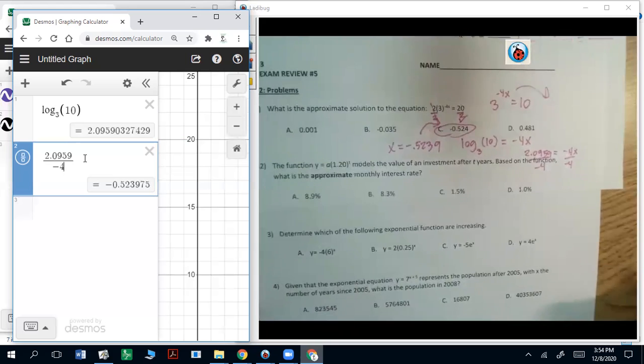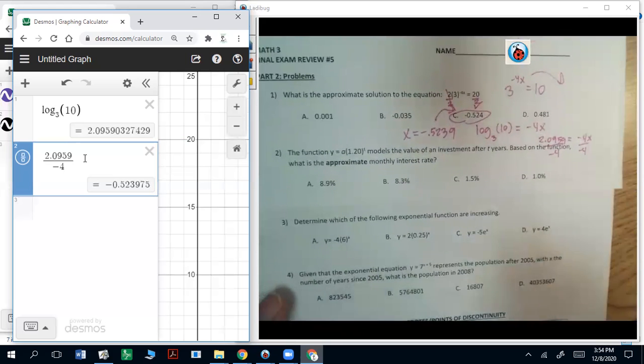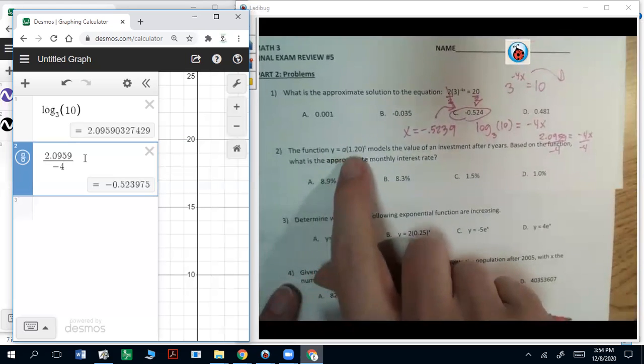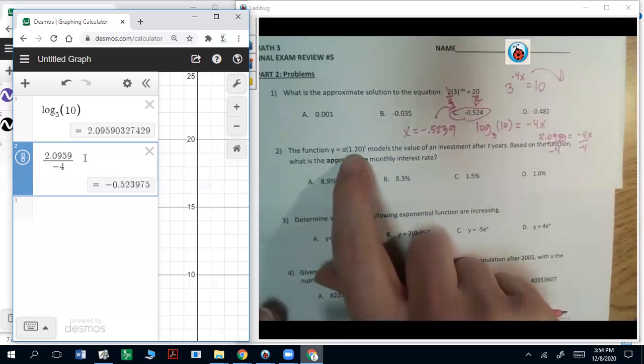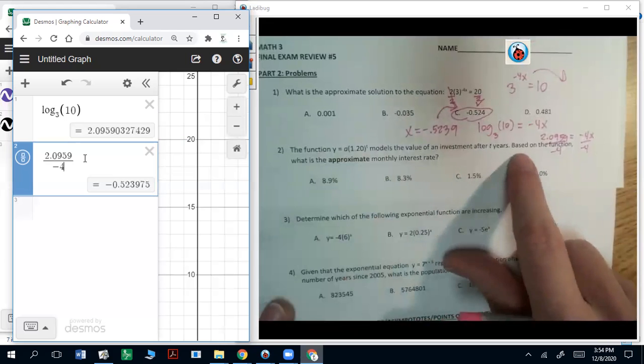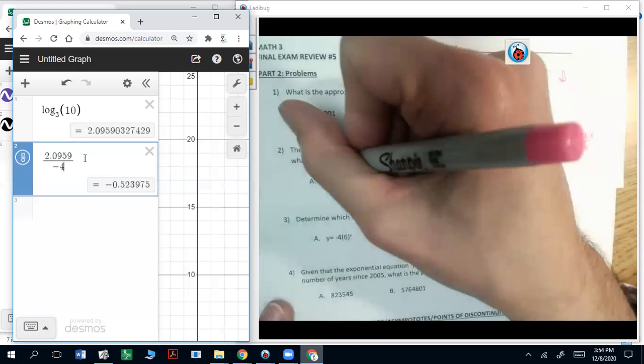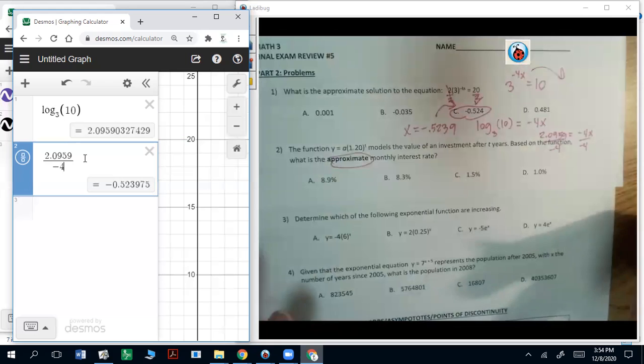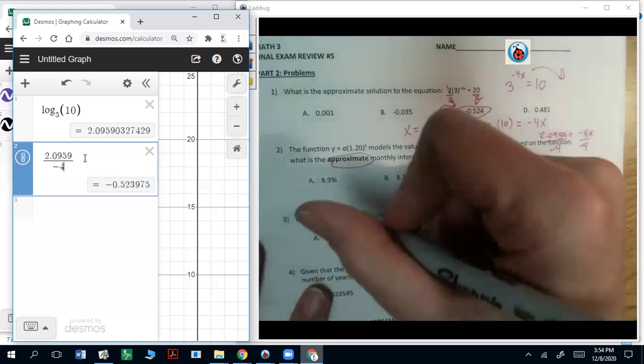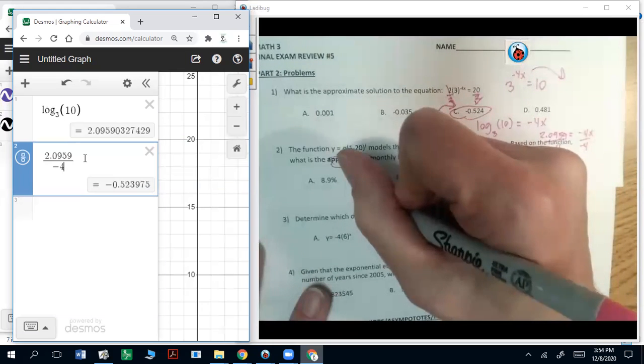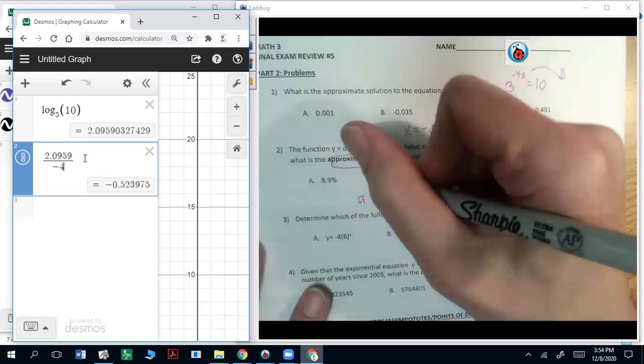All right, let's talk about interest rate. We've done these before as well. So the function a times 1.2 to the t power models the value of an investment after t years. Based on the function, what's the approximate monthly rate? So let's recall what you want to do. You're going to take your 1.2. Remember, this is in years.